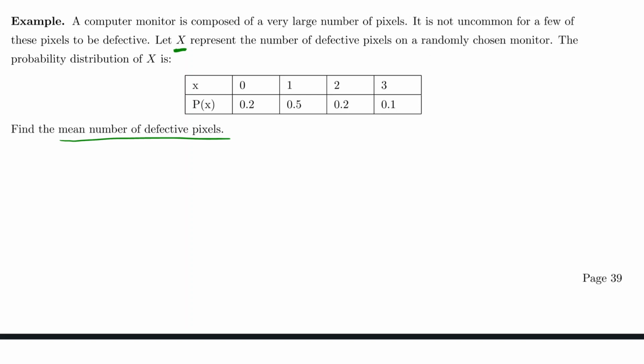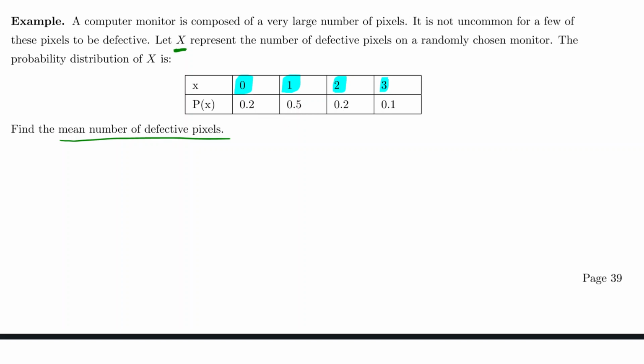So let's go over the table. What this table is telling us is the probability of having 0 pixels defective is 0.2. The probability of 1 pixel being defective is 0.5. The probability of 2 pixels defective is 0.2, and 3 is 0.1. And of course, if this is a correct distribution, if you add all these numbers, we should get 1.